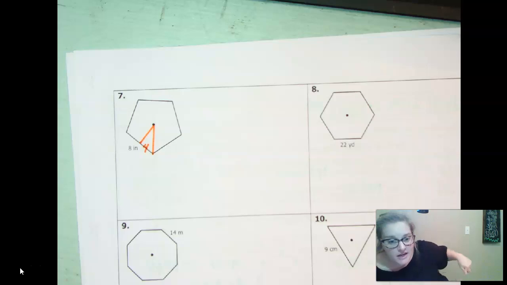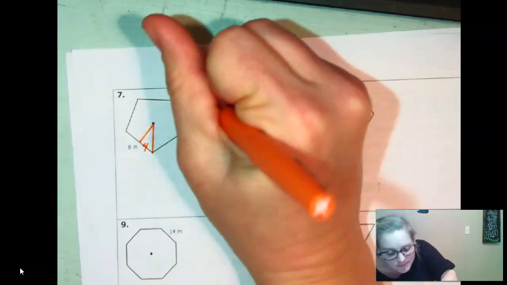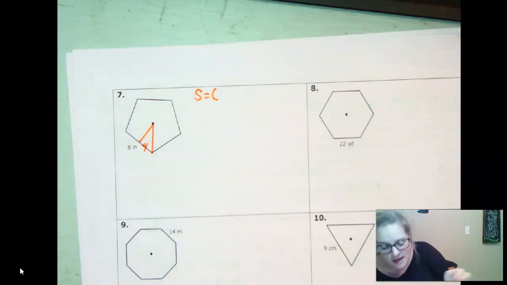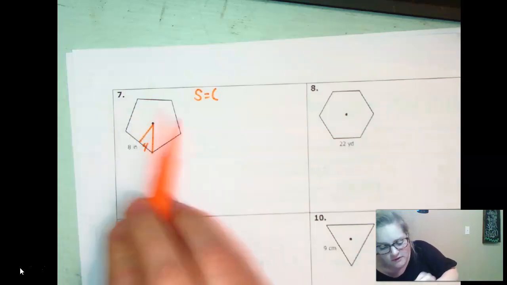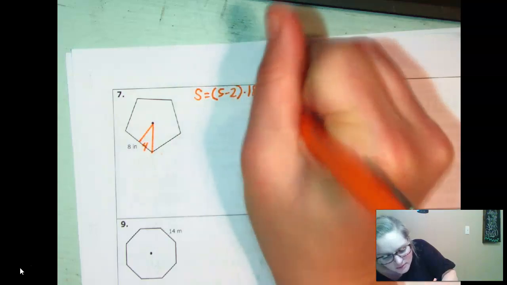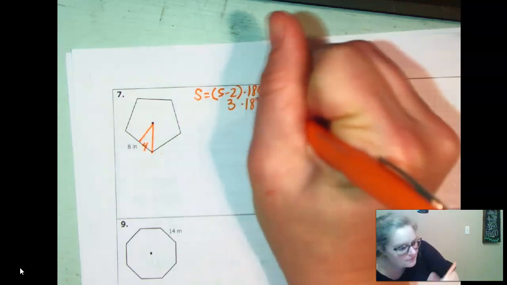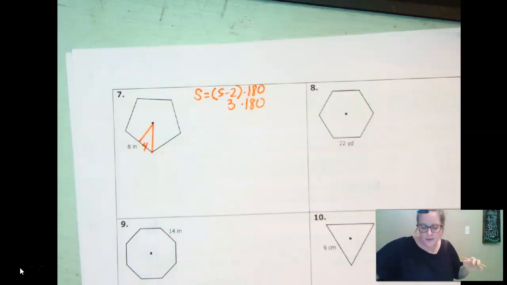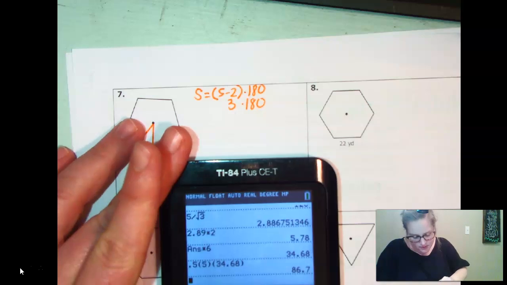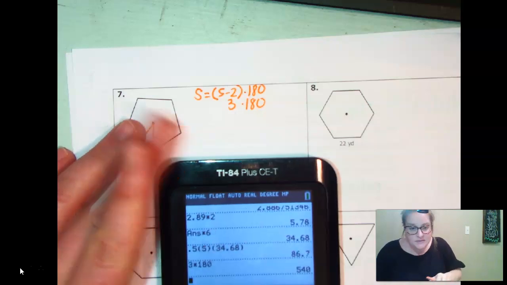The first thing that I need to know is what is the sum of my interior angles. So that is going to be the number of sides minus 2. 1, 2, 3, 4, 5. Minus 2 times 180. So that's 3 times 180. I wish y'all were here to do this math for me quickly. I'm just not good at mental math. 3 times 180 is 540.